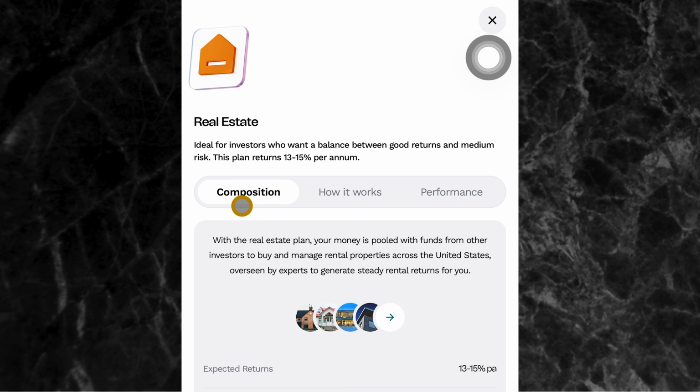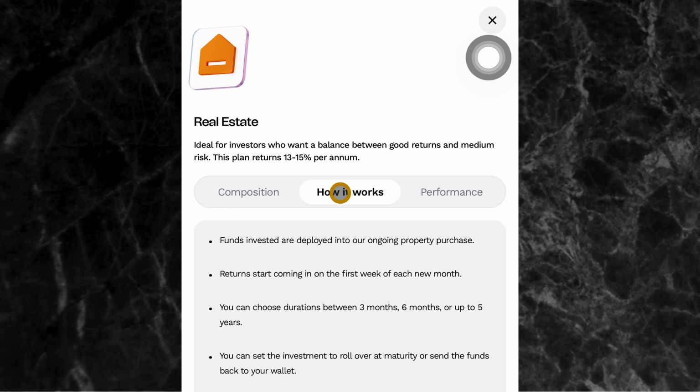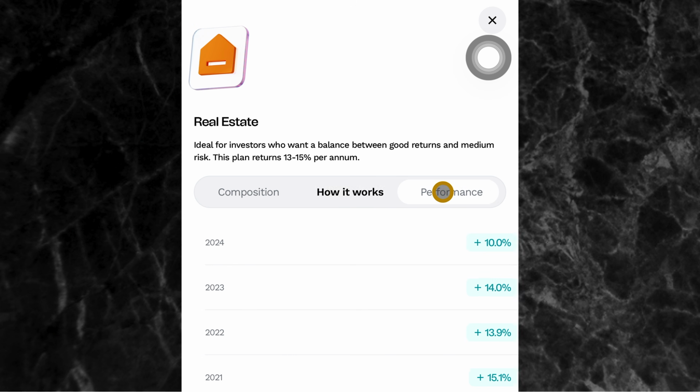And then you can see right here, this is the composition of the investment. If you want to read it, I'll still go ahead and take you through it. And then you also have how it works. This place is where it will explain to you how the investment works. And if you click on performance, this is where you can see the performance of that investment every year. So let's start from composition.